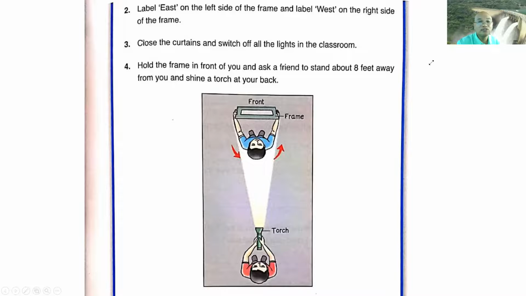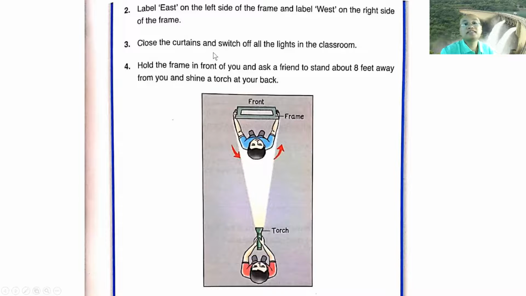So close the curtains and switch off all the lights in the classroom. We did it in the classroom. Oh, just imaginary. Number 4, you hold a frame in front of you and ask a friend to stand about 8 feet away from you and shine a torch.